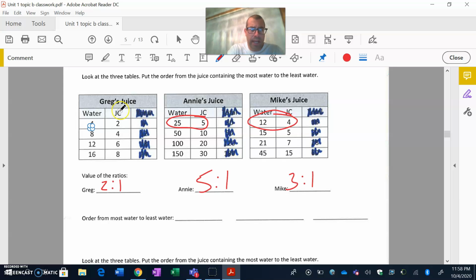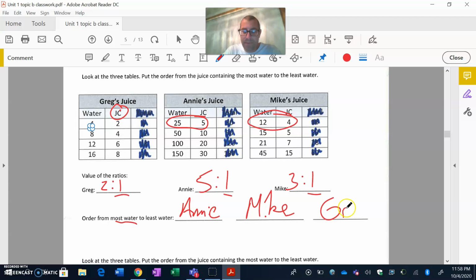Okay, so when they all had the same juice concentrates, because that's the second number, all right, put them in order from the most water. So who had the most? Well, Annie did, because she's got the most. She's got a 5. That's there. Next one, Mike got a 3, and then Greg.